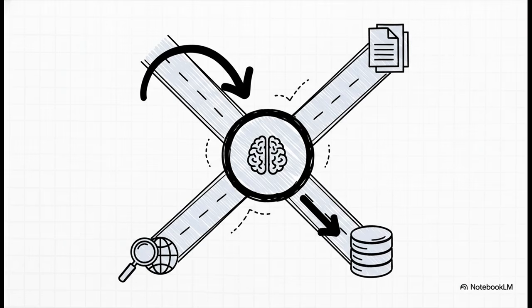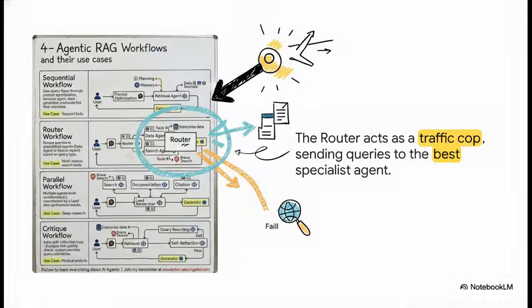Okay, next up is the router workflow. Now, if the sequential path was a simple one-way street, the router is more like a super smart intersection, deciding exactly which way to send your query to get the best result fast. And this diagram shows you exactly how it works.